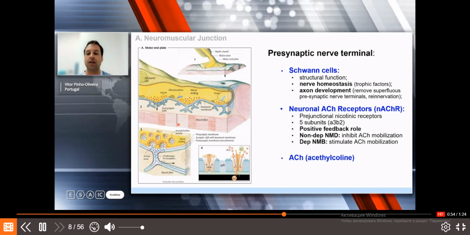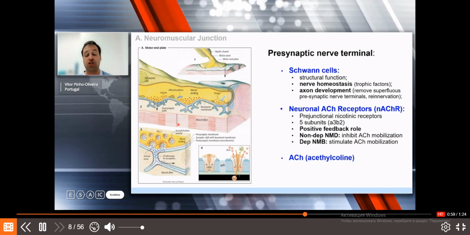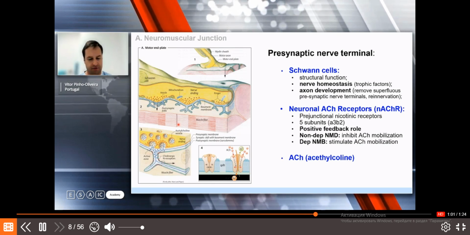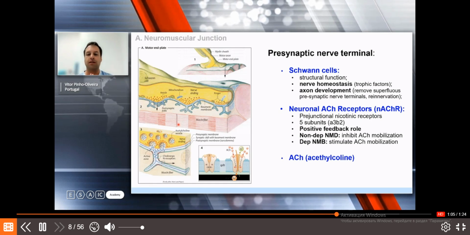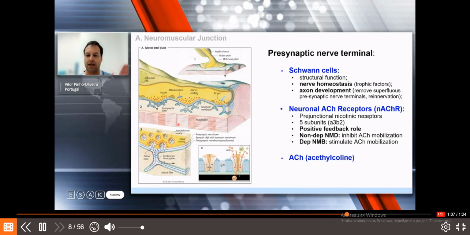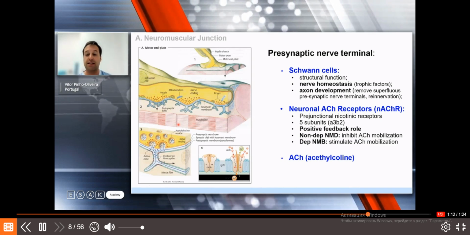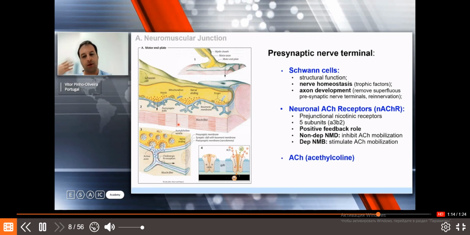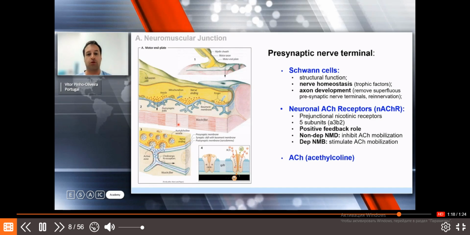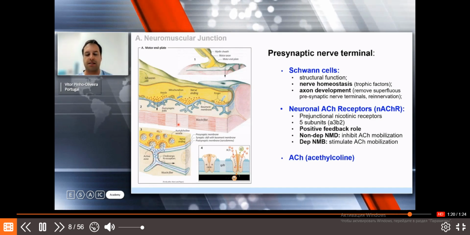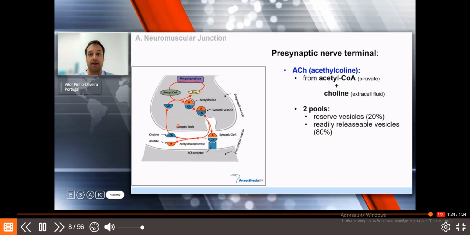The neuronal acetylcholine receptors, the presynaptic receptors, are pre-junctional nicotinic receptors. They also have 5 subunits. They have a positive feedback role. They inhibit acetylcholine mobilization when stimulated by non-depolarizing neuromuscular blocking drugs. With depolarizing neuromuscular blocking drugs, they stimulate acetylcholine. And as you know, acetylcholine is also part of this presynaptic terminal.